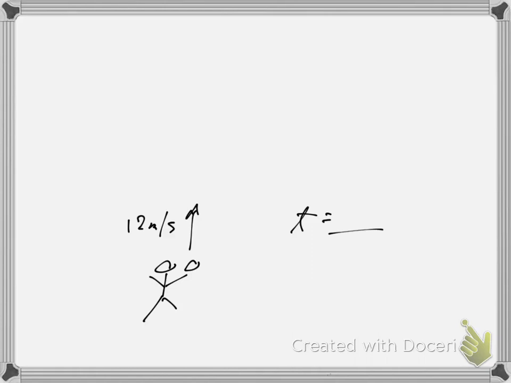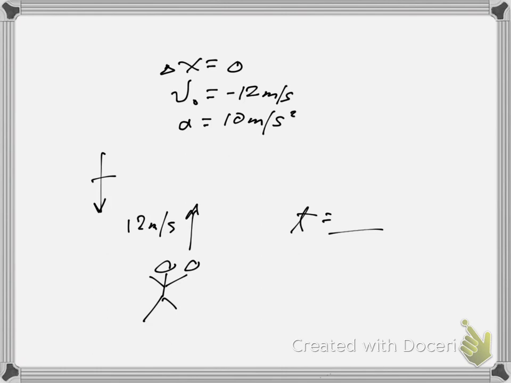And again, we need to designate the positive direction. I'm going to choose down because that's the direction of the acceleration. And then think about what's going to be the total displacement. Well, I'm going to catch the ball at the same height that I tossed it, and so the total displacement is going to be 0.